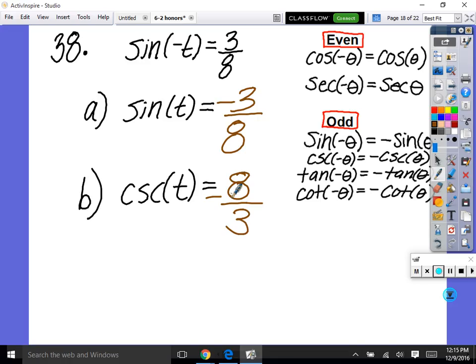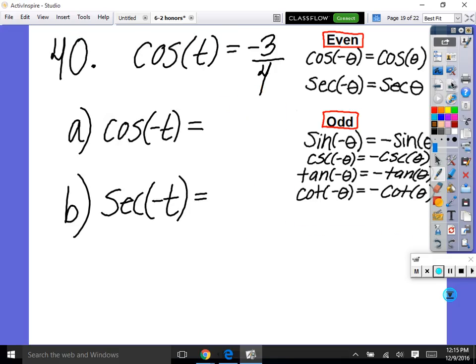Everybody good? Okay, there was the rule. So here's my rule. So cosine of positive t equals -3/4. If that's true, then if we plug in negative t, what will we get? Yep, so we should get out the same thing, correct?